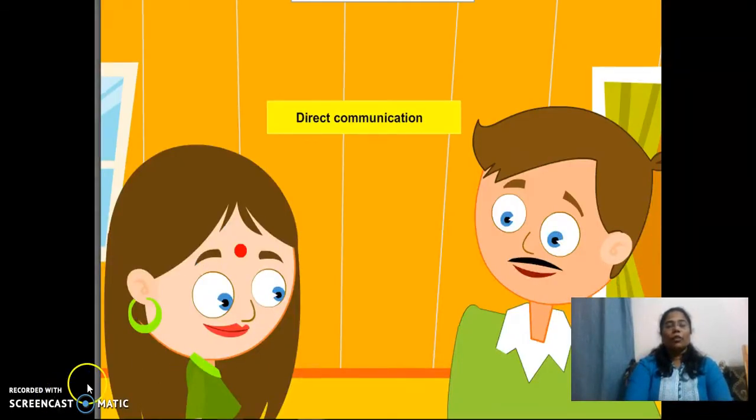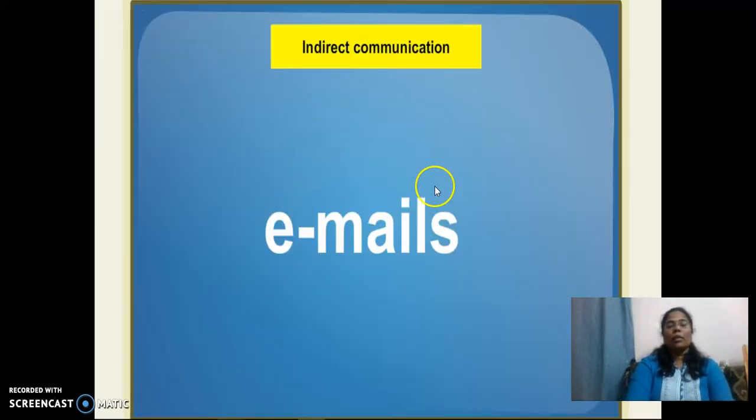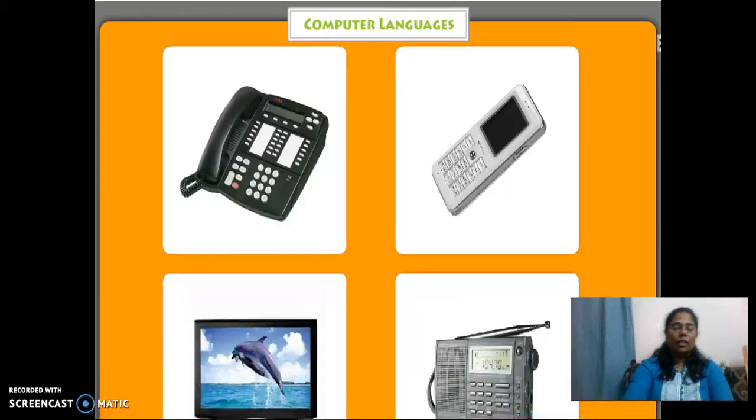Then, this is a direct communication: if a person is talking, it is a direct communication. And when the conversation or some communication is happening between a person and the system, that is an indirect communication. Indirect communication may be like emails, sending something from one place to another place.